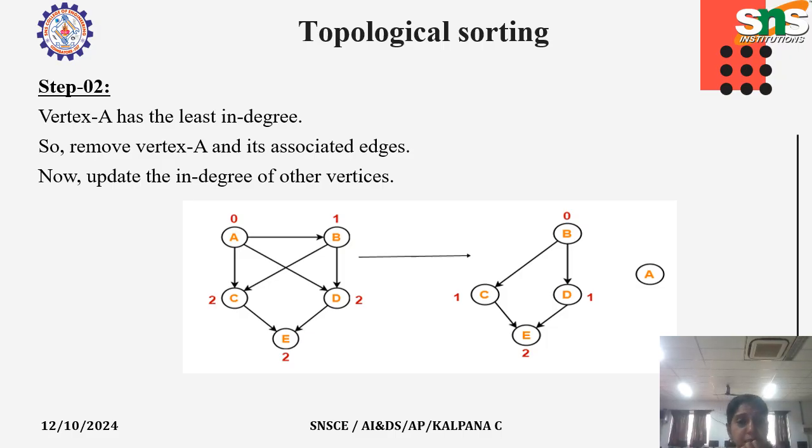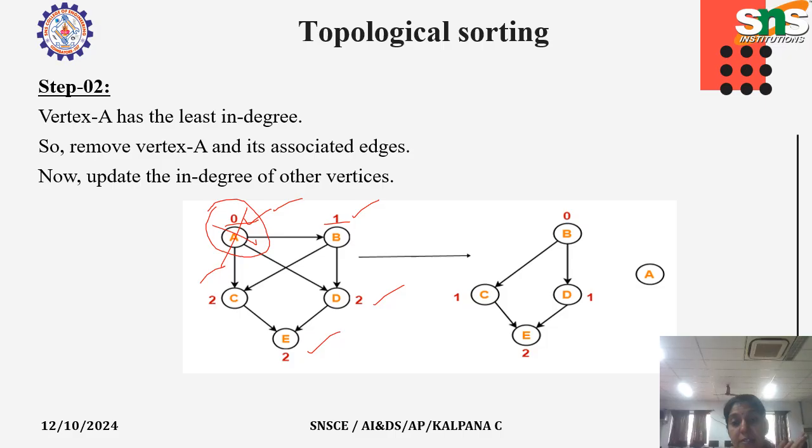second step. In the first step, we identified the in degrees of each node, right? A's in degree is 0, B's is 1, C is 2, D is 2, and E is 2. The next step is to find the least in degree vertex, the vertex which has the minimum in degree value. In this graph, A has the least value, that is 0. So we'll pick A first and remove this vertex A from the graph. That is the next process.